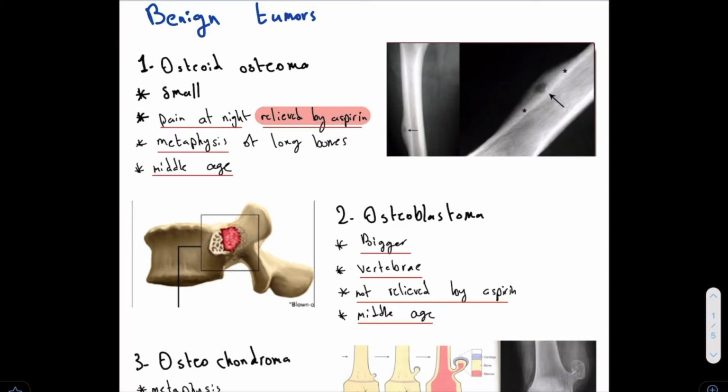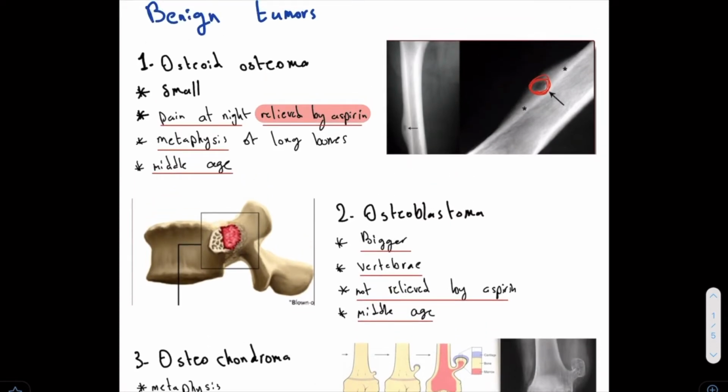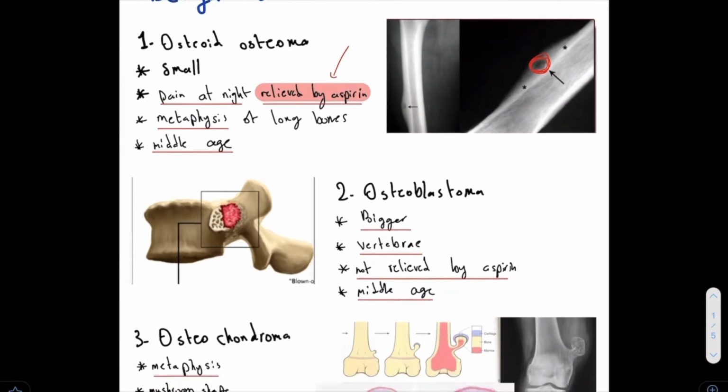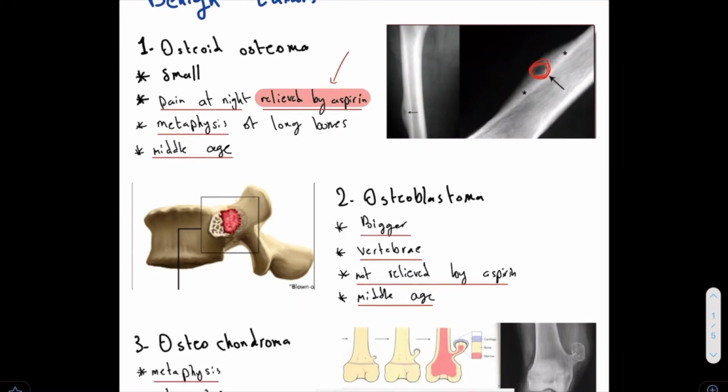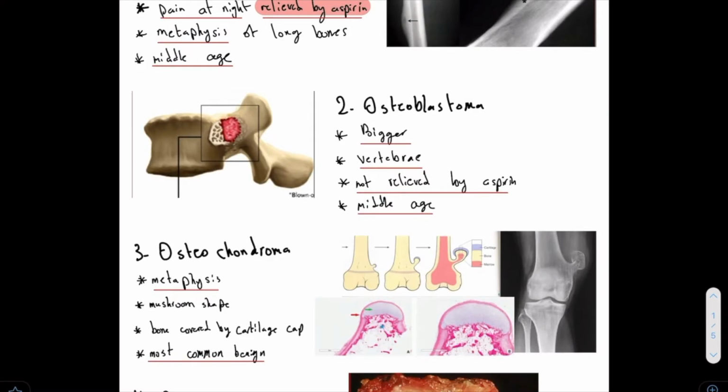So let's get started. Okay, so first we have benign tumors. We have two very closely related tumors, which are osteoid osteoma and osteoblastoma. Osteoid osteoma is this small tumor that you see here on the radiology picture. The very characteristic thing about it is that it causes pain at night, which is relieved by aspirin. Very important. And it usually shows up in the metaphysis of long bones or the diaphysis, okay? Usually in middle-aged or in younger patients. Osteoblastoma is very similar except that it's a bit bigger. It arises in the vertebrae and the pain is not relieved by aspirin, okay?